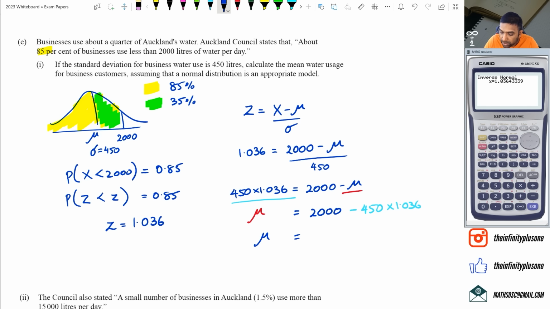So the mean is equal to, I'm going to work it out in the calculator. So 2,000 take away 450 times 1.036, and that's going to give me 1,533 point, I've got 8.8. Don't know why the answer schedule has a slightly different answer.